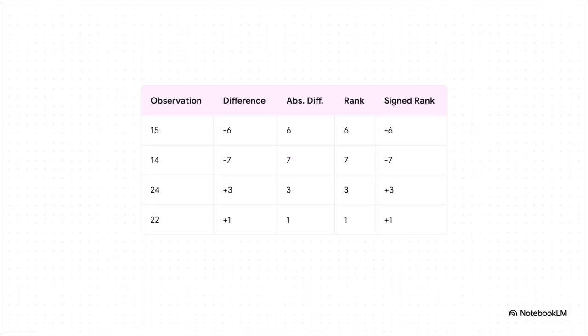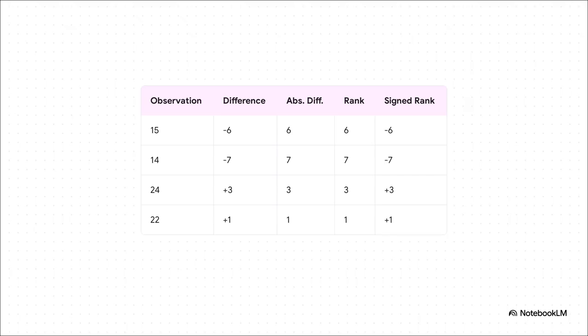So first things first, we take each of our data points and subtract that target of 21 days. The cheese that lasted 15 days, that's a difference of -6. The one that went 24 days, that's +3. Next, we ignore the plus or minus signs for a second and just rank how big the differences are.